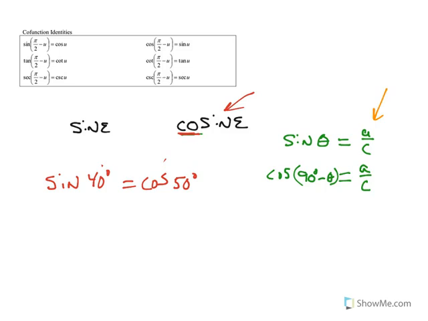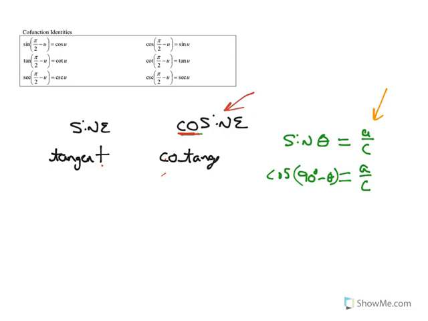So if you had a tangent function, then what is the complementary trig function? It's going to be cotangent. So that is your complement to the tangent function. And if you had secant, then what is the complement to secant? That's going to be cosecant. So again, that is your complementary trig function to secant.